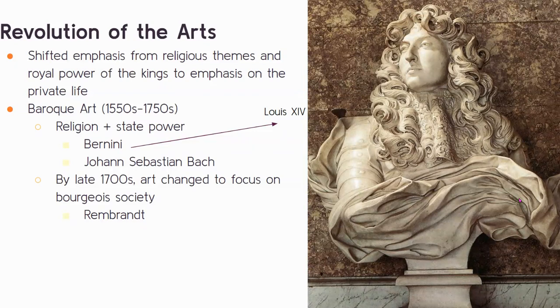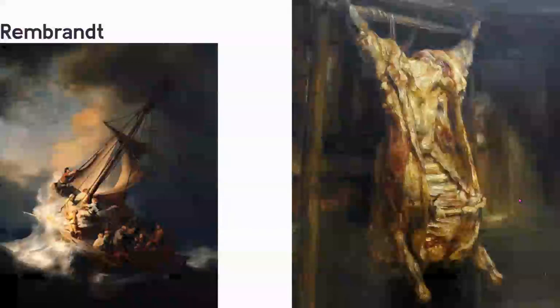But as we get through the 1700s, towards the later 1700s, art is going to focus more on bourgeois society, right? It's going to focus more on the middle class. And this connects back to the consumer revolution, the fact that there's the rising middle class. Well, art doesn't just have to be made for the richest people in society anymore, or the church. It can be made for average people. And we're going to see some examples here in the next slide with a painter named Rembrandt.